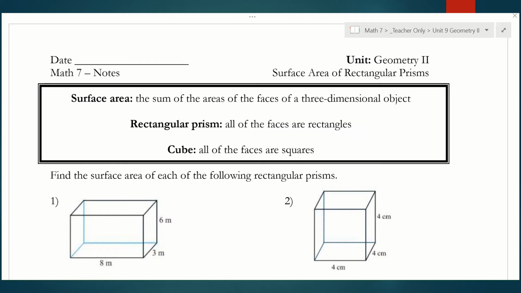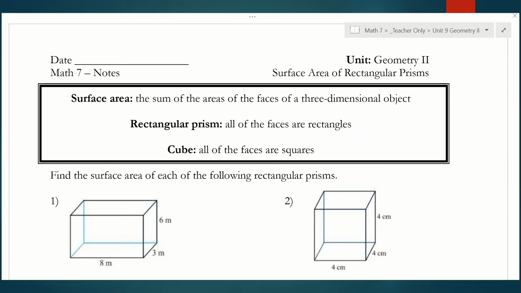Like I said, we're going to look at rectangular prisms today. So what is a rectangular prism? I said it was a box, but really what it means is that all of the faces, a face meaning a side, are rectangles. Another type of rectangular prism is a cube, where all of the faces, or all of the sides, are squares. You all know what cubes are. Think about a six-sided die. That's a cube. All of the sides, all the faces, are squares.